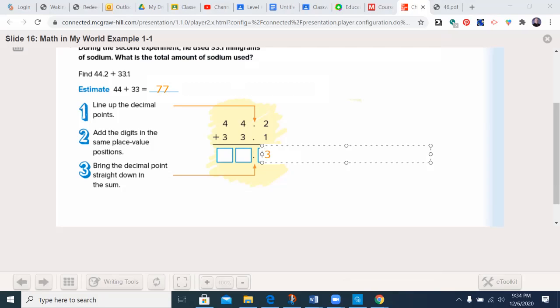2 and 1 is 3. 4 and 3 is 7. 4 and 3 is, well, 7 again. Lucky sevens. And we get 77.3 milligrams. Is that pretty close to 77? Yeah, I would definitely say so. Go ahead and make sure you write this in, and then I'll go on through this slide here.